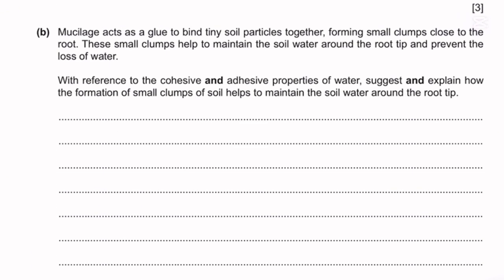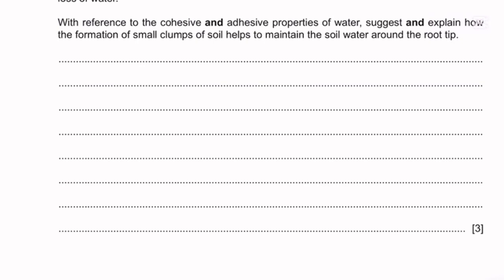Okay, this moves me on to B. Mucilage acts as a glue to bind tiny soil particles together, forming small clumps close to the root. These small clumps help to maintain soil water around the root tip, preventing the loss of water. Okay, now with reference to the cohesive and adhesive properties of water, suggest and explain how the formation of small clumps of soil helps to maintain the soil water around the root tip.